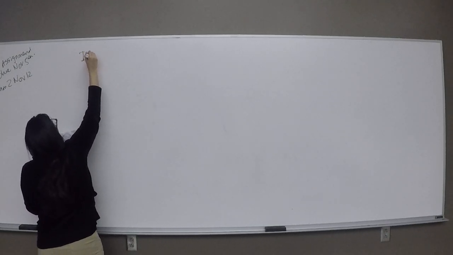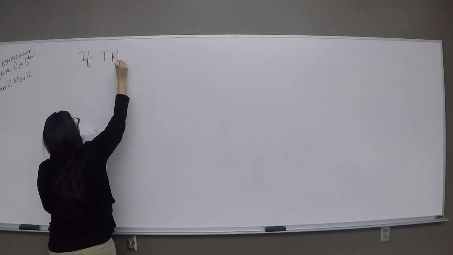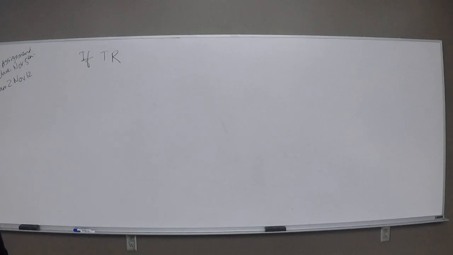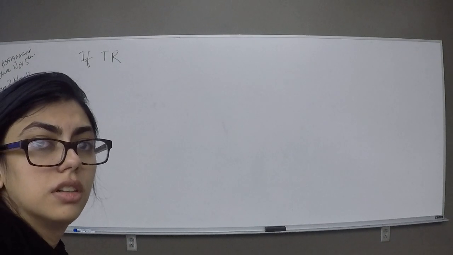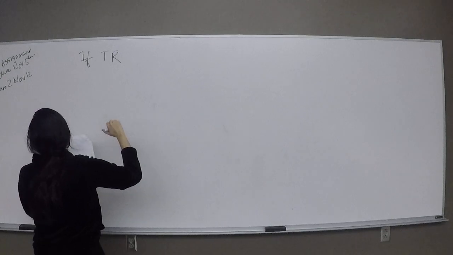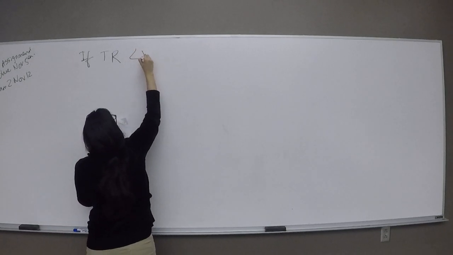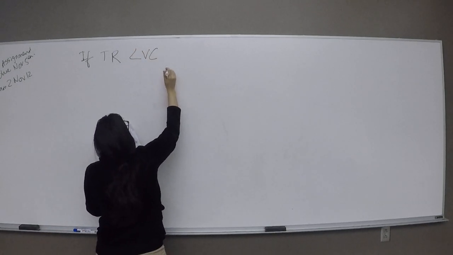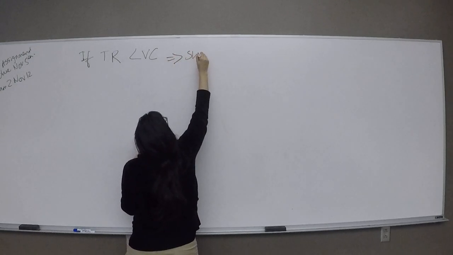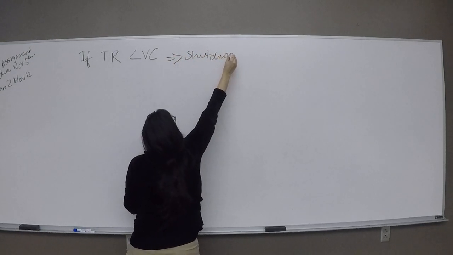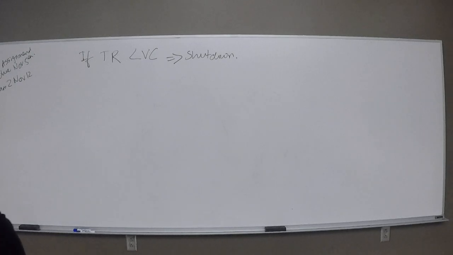So we said that if total revenue, did I turn this on? It's on. Right. If total revenue was less than variable cost, shut down. Oh, sorry, let me check if I turn this on.